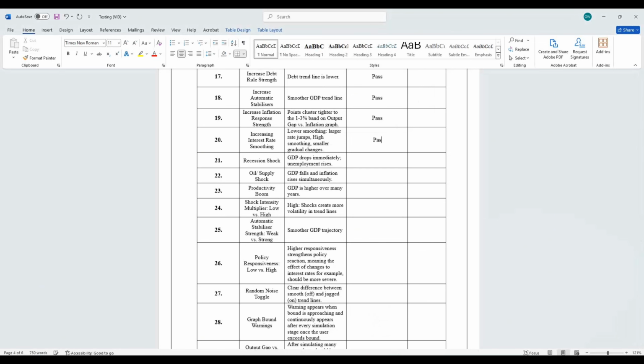So we can mark that as a pass, because when we increase to 0.8 for interest rate smoothing, the max change we saw in interest rates was 0.7 compared to that of 2.5, which was with the lower smoothing rate.